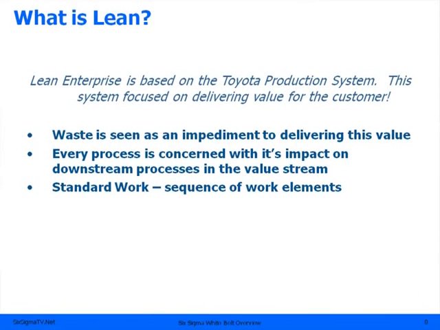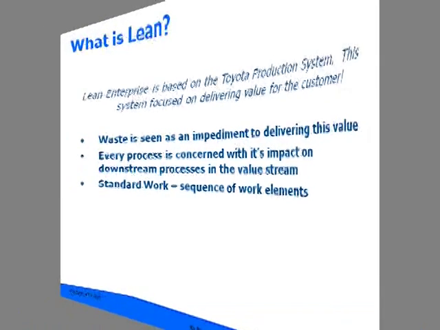So now let's talk about Lean for a second. Lean has its basis in the Toyota Production System, or TPS. The system focuses on delivering value to the customer. And the big thing we focus on in Lean is waste. Waste is an impediment to delivering this value that the customer desires.